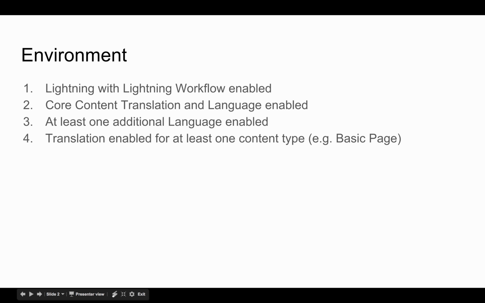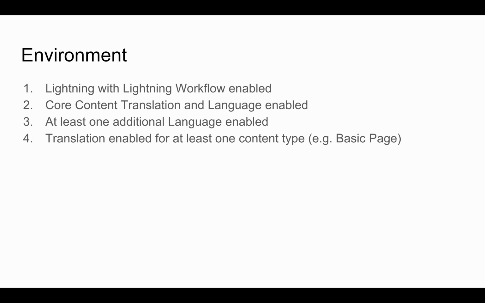But basically it manifests itself when you have some sort of workflow enabled, either by Workbench moderation or content moderation, with forward revisions plus core's content translation enabled. So in order to reproduce this, you'll need that plus at least one additional language enabled and translation enabled for at least one content type. In this example, I'll use basic page.